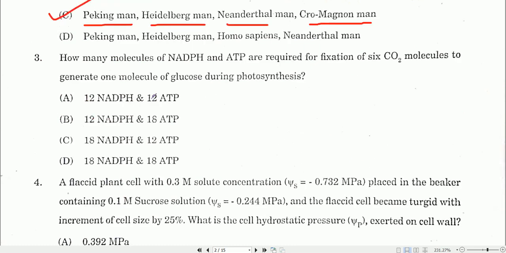Coming to question number 3. How many molecules of NADPH and ATP are required for the fixation of 6 CO2 molecules to generate one molecule of glucose, that is C6H12O6? So here we need 12 NADPH and 18 ATP. So option B will be the correct one.